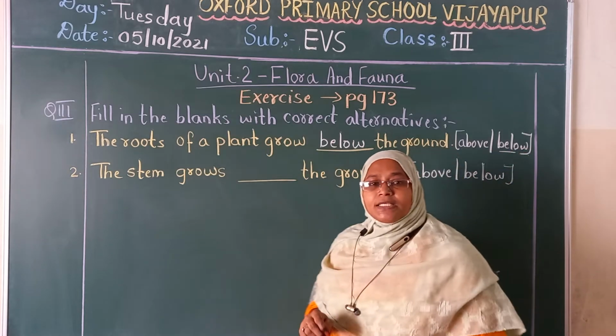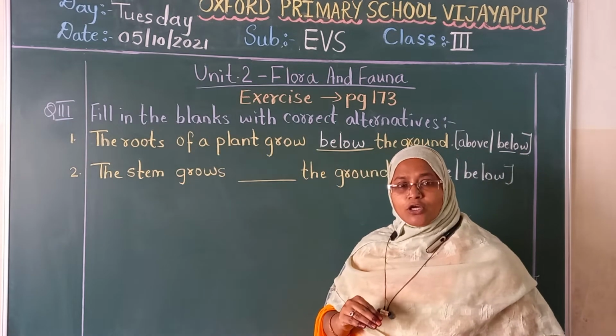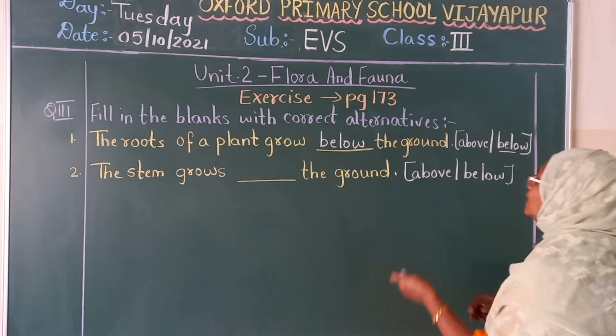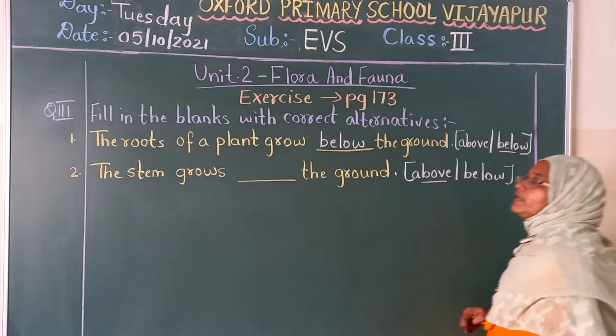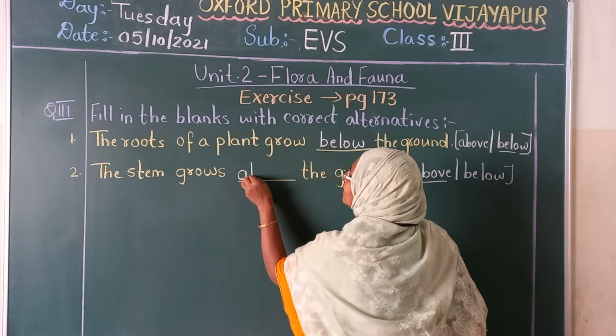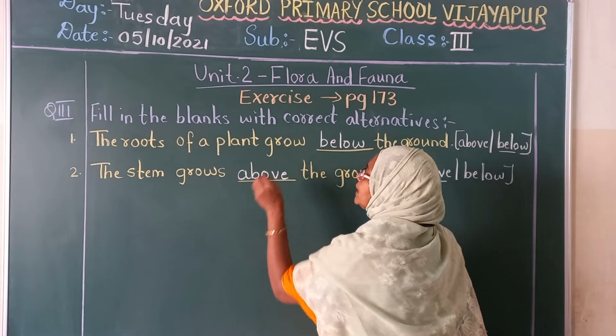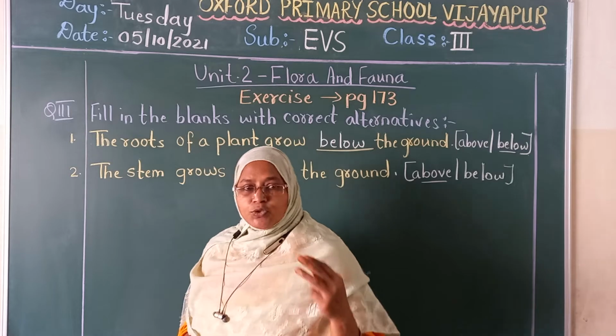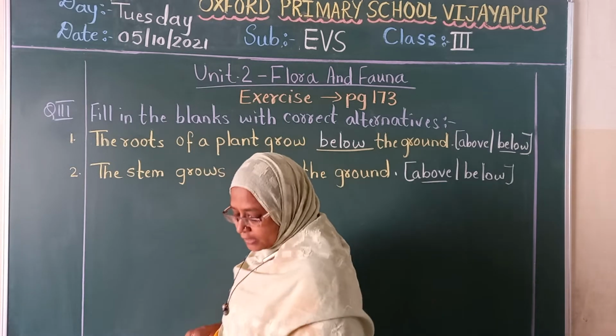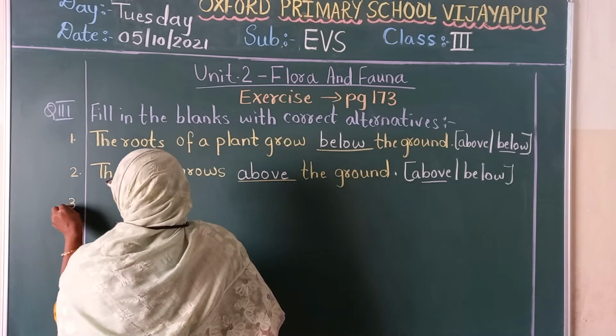Now the stem. Can you see the stem under the ground? No, it's above the ground. So underline above. Write the answer: above. Now come to the third fill in the blanks. The third one is, creepers have.